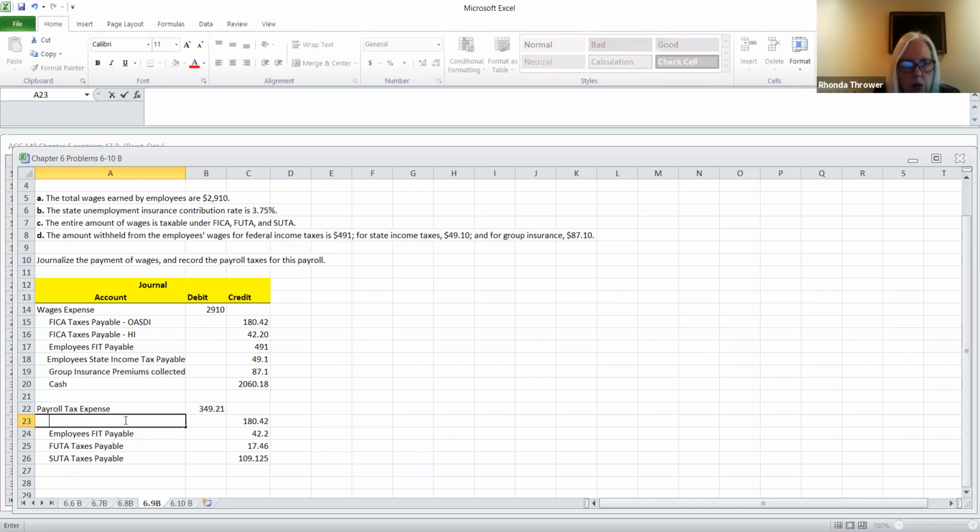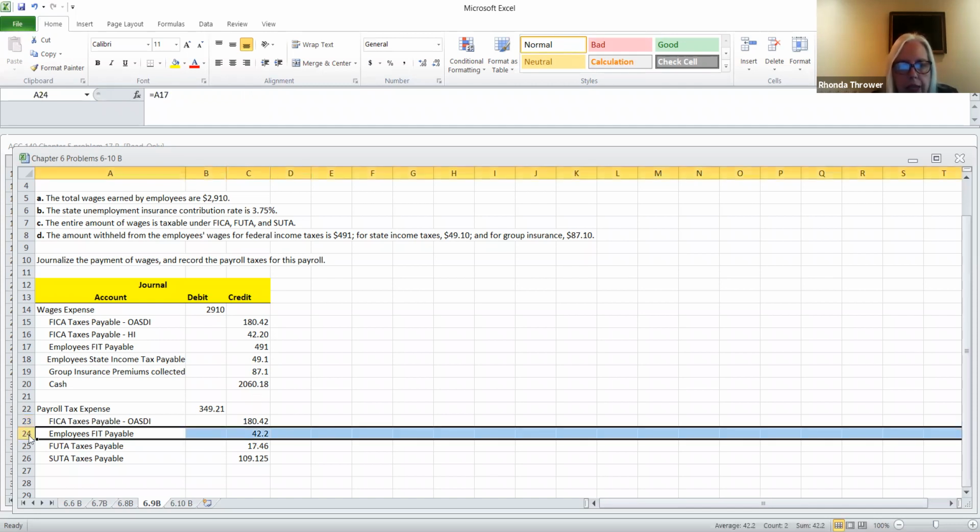And we're going to indent because we're crediting. And the FICA taxes payable for the OASDI would be 6.2% of the $29.10, which would be $180.42.